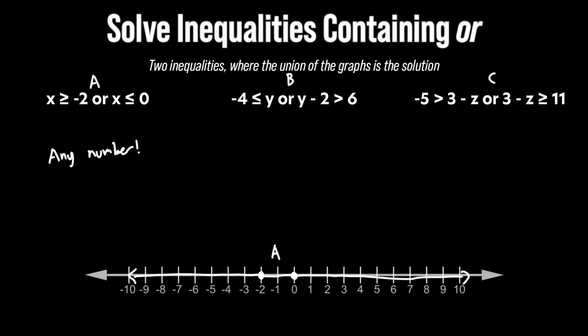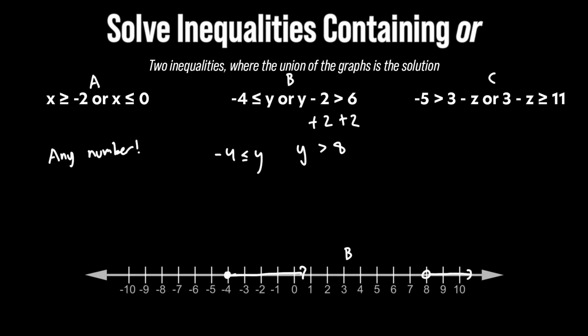For problem B, we have -4 is less than or equal to y, or y minus 2 is greater than 6. If we add 2 to both sides, we're going to get y is greater than 8. So y is going to be greater than or equal to -4, or y is greater than 8. So greater than -4 is an arrow pointing this way, and 8 is a point here with the arrow pointing this way.